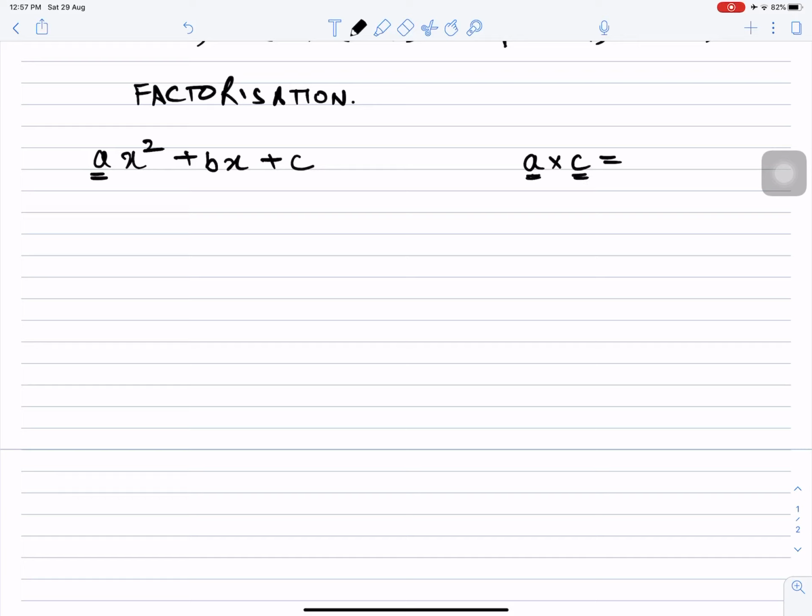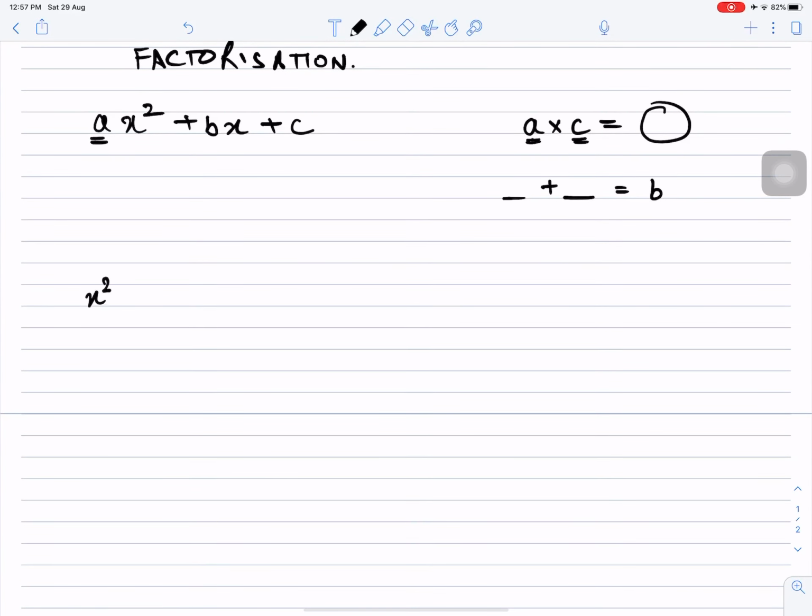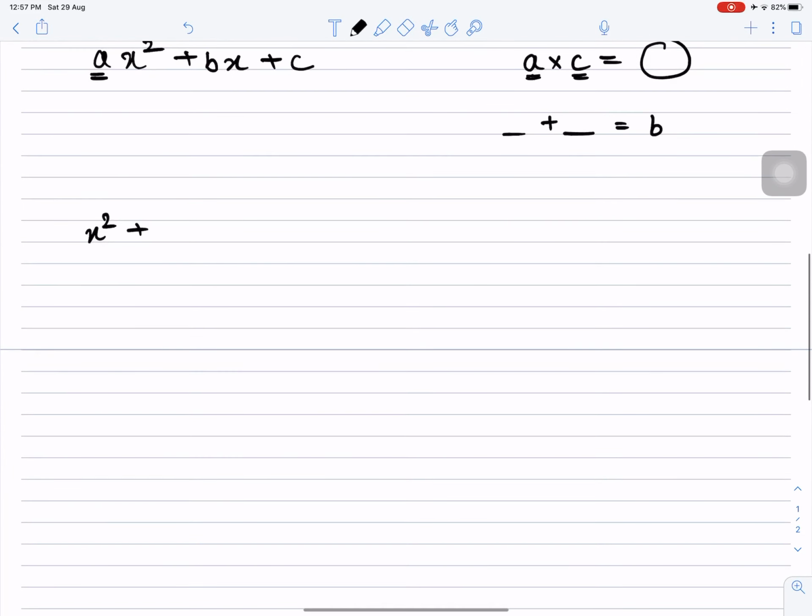And then we have to find the value of b by adding two numbers which we get from a multiplied by c. Let me explain with an example. The first example is x square plus 32x plus 240. In this case, we multiply a by c: the coefficient of x square is 1, multiplied by 240, so my answer is 240.